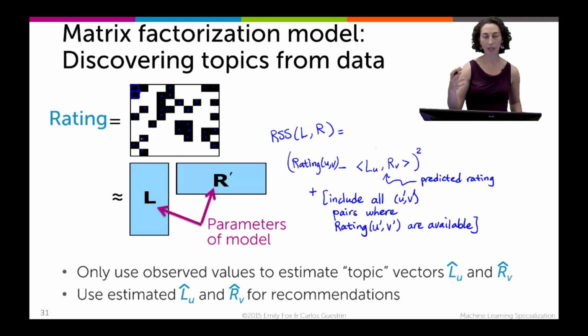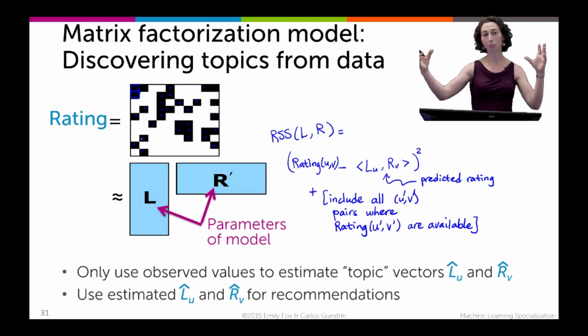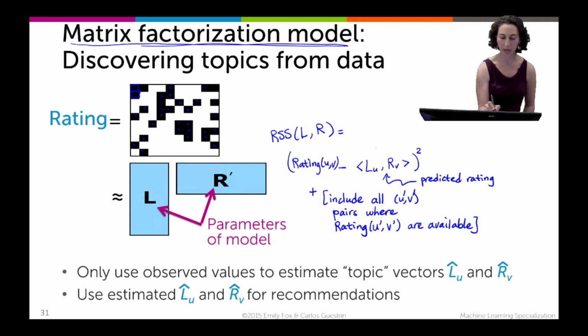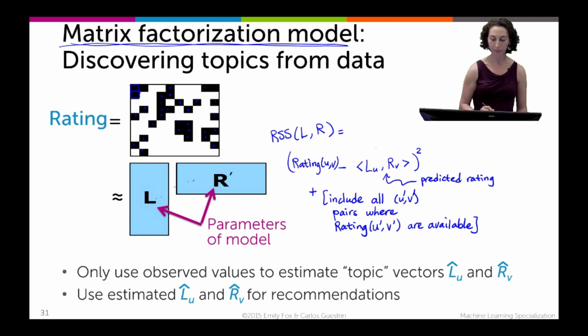And then when I want to estimate L and R, just like when I wanted to estimate the weights on the regression coefficients in the housing value prediction problem, I search over, in this case, all the user topic vectors and all the movie topic vectors and find the combination of this huge space of parameters that best fits my observed ratings. And so the reason this is called a matrix factorization model, so that's really key, is that I'm taking this matrix and approximating it with this factorization here.